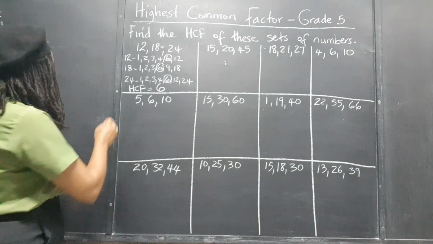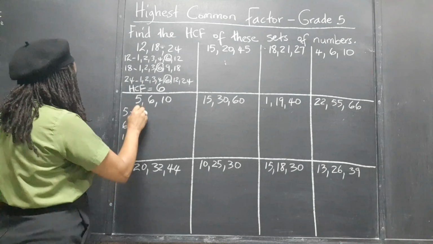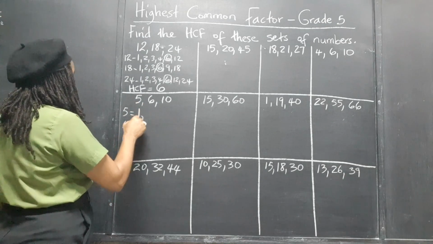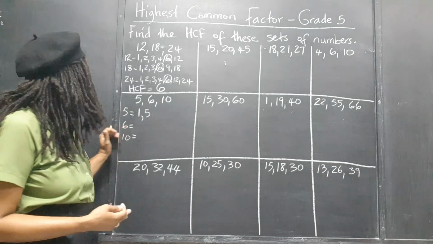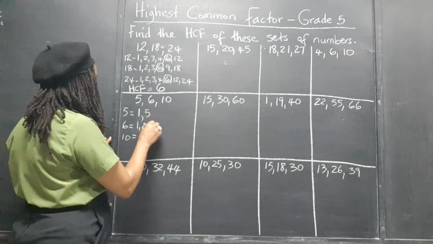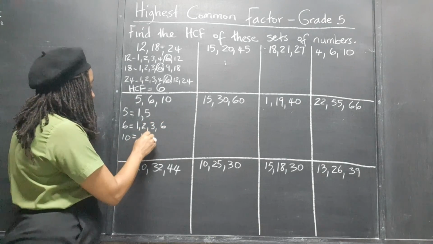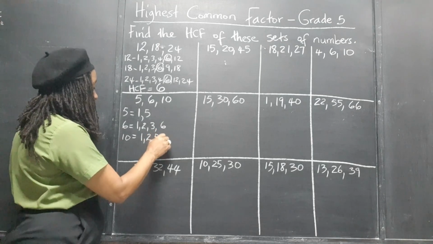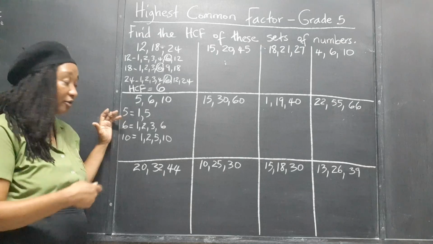Alright, so let's list the factors of 5, 6, and 10. Start with 1. 5 is prime, so only 5 and 1 can go into 5. For 6, 1 can go, 2 can go, 3 can go, 6 can go. And for 10, 1 can go, 2 can go, 5 can go, 10 can go. What is the highest common factor of all three?